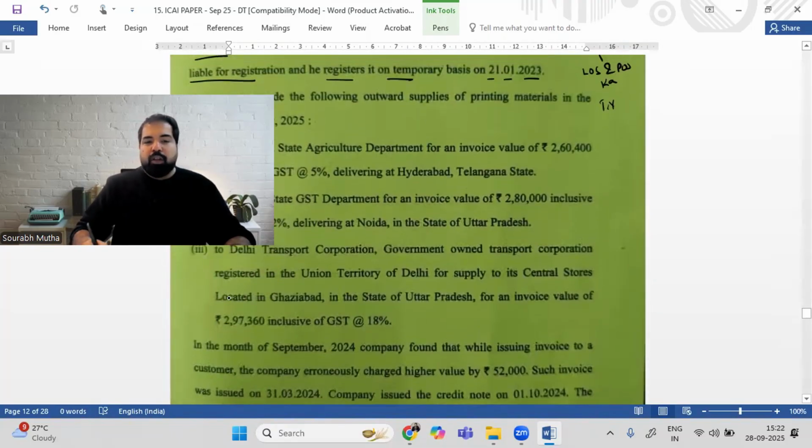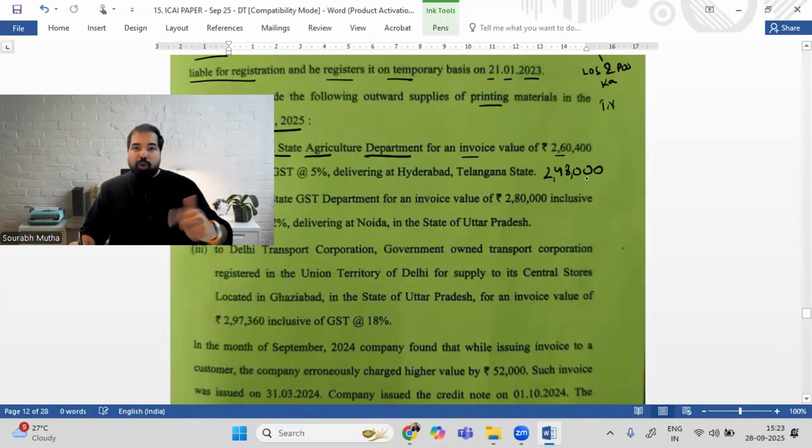We now move ahead. The company made the following outward supply of printing materials in the month of February. Again, let's see. First, to Telangana State Agricultural Department. This is a government entity. Could there be TDS? Yes. The invoice value is 2,64,000 inclusive of GST. Let's remove GST. So 2,64,000 divided by 105 into 100, that is 2,48,000. Since the value of taxable supply is not more than 2,50,000, there will be no TDS involved here, so it is zero. Of course, here you have to just pick the right answer. MCQs are really nice because you don't have to write elaborately.